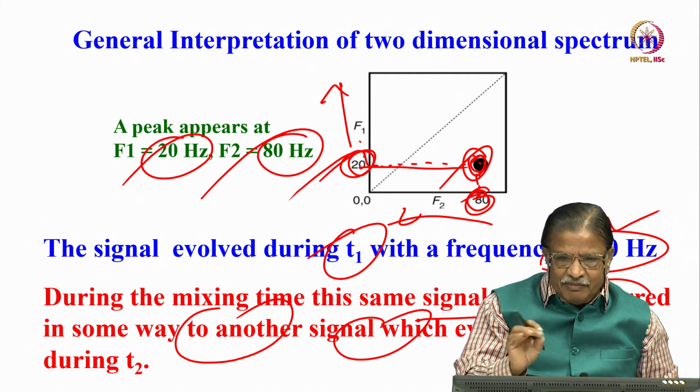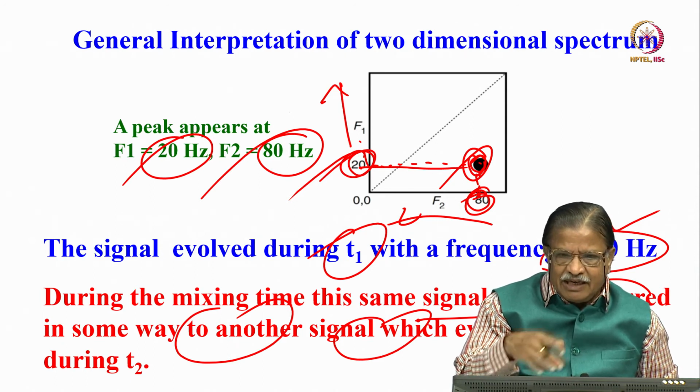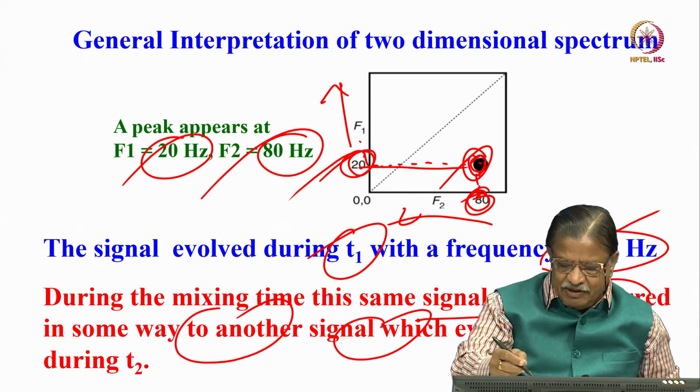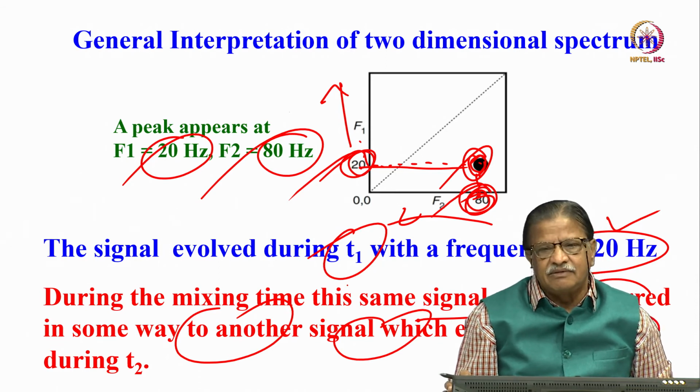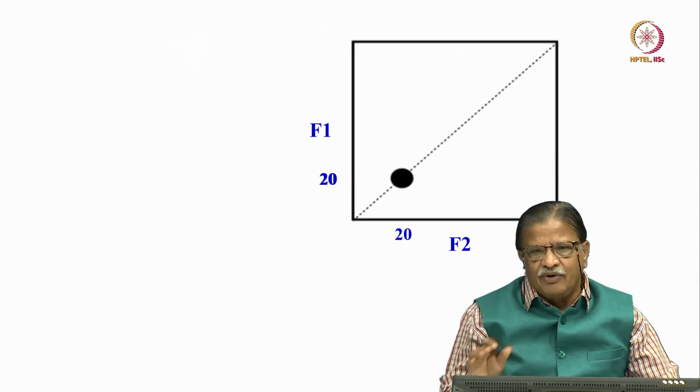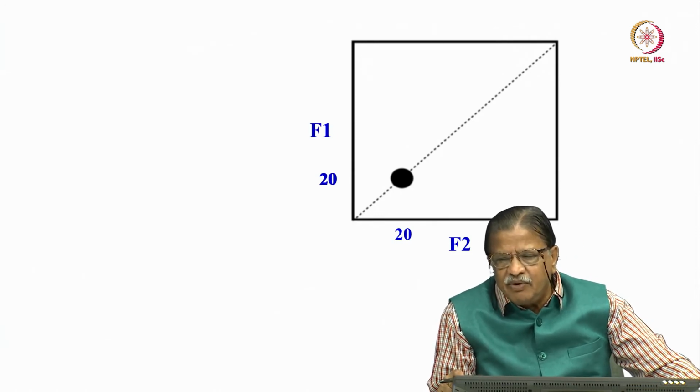In between, during the mixing time, something happened: it started giving its magnetization to another spin and then evolved at 80 hertz. That is the interpretation. Okay, you have to understand that. So, let us say you go to the other one. Now it is another interpretation.